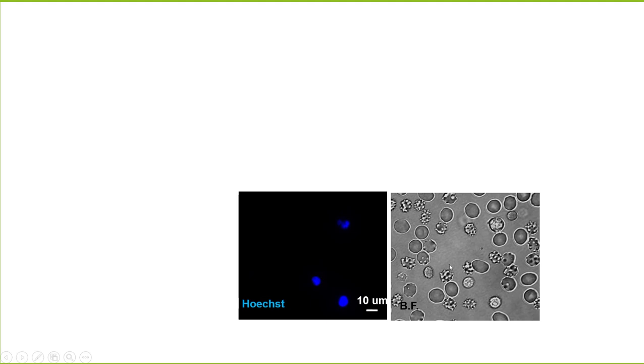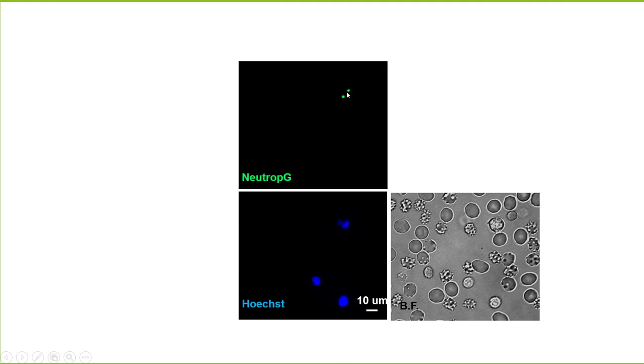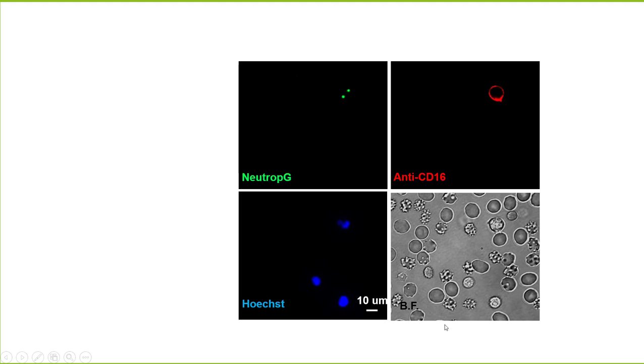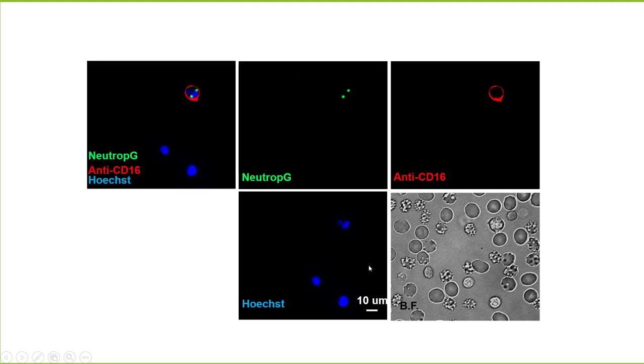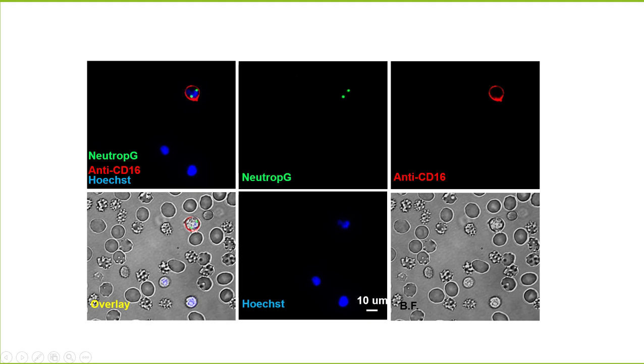Now, this is whole blood. If you stain the nucleus first, there are many cells, but only three cells have a nucleus. Then you add Neutro-G, and only one cell is stained, and then the neutrophil antibody to confirm. So as an end result, out of many cells, this single cell is a neutrophil. The others are not. Maybe these are red blood cells, and by shape, this may be the monocyte. There are a lot of cells here, but this is the image we could show out of a mixture of many other cells. This is a neutrophil.